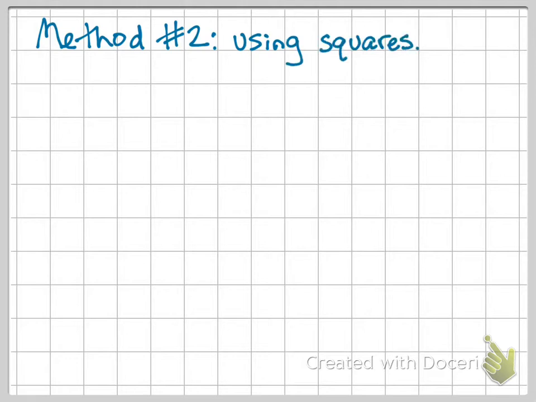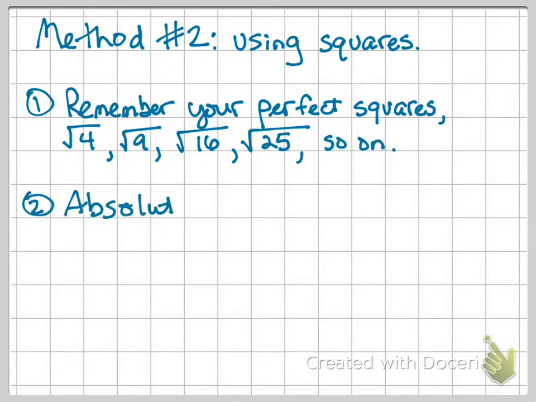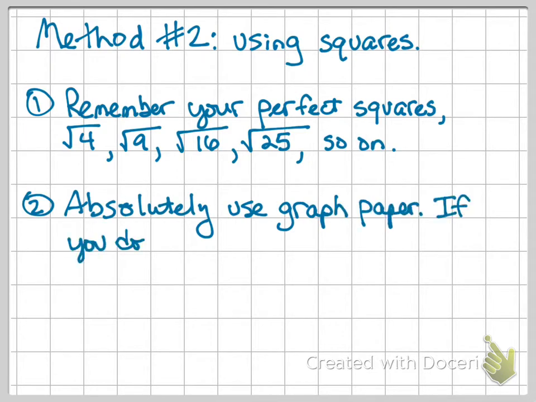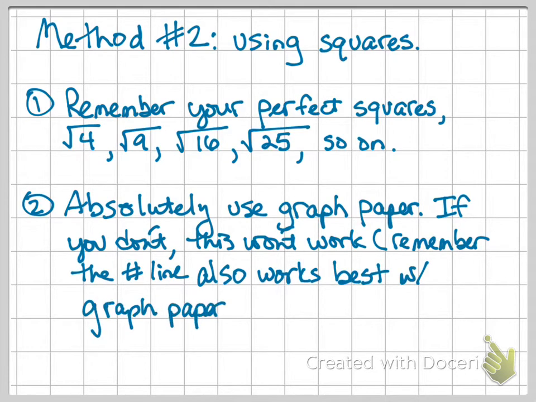Here's method number 2. In this one, you draw shapes, squares specifically. Again, step 1 is to remember your perfect squares: square root of 4, square root of 9, square root of 16, square root of 25, and so on. Again, absolutely use graph paper. If you don't, this won't work. Remember, the number line also works best with graph paper.